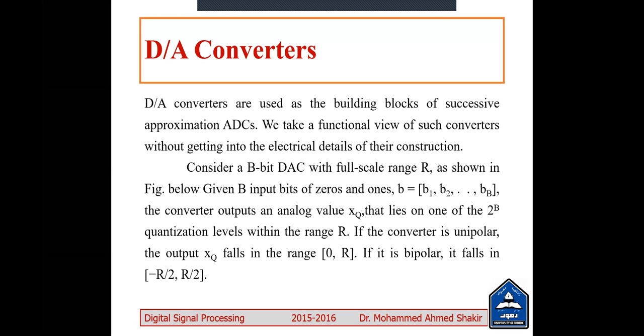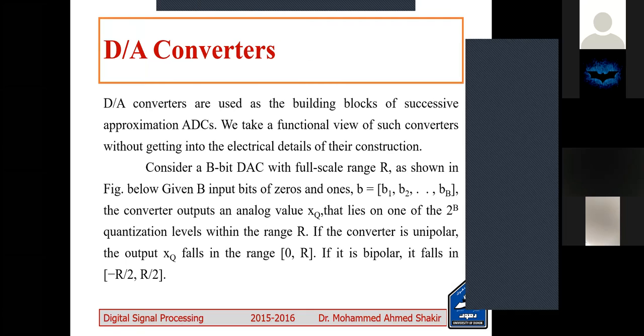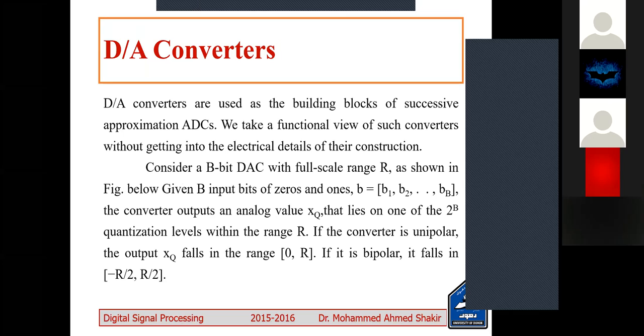Well, we need, for example, operational amplifiers and comparators and so on. This is not our subject, so we are going to concentrate on the operation of these circuits. Now consider a B-bit D2A converter with full-scale range R. Many times I have said about R, we said that R represents the VCC of the electronic circuit.